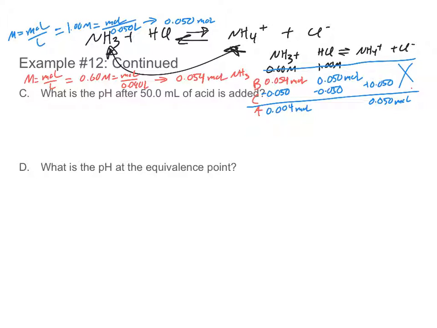Now, what have we created here? We created a buffer because we have some base, and we have some conjugate acid. So I'm going to now rewrite this as a buffer system. I'm going to take the NH3, I'm going to hydrolyze it because all the hydrochloric acid is gone. I'm going to produce my NH4 plus and the OH minus.